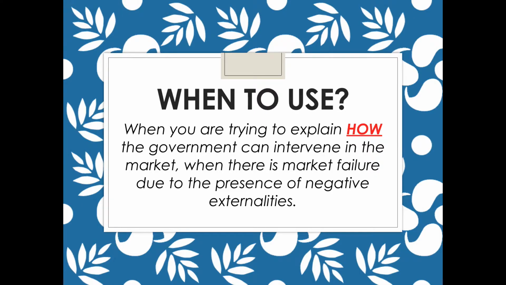Okay, so when do we use this diagram and also the explanation that I've just mentioned? We usually use this diagram and the explanation when you're trying to explain how the government can intervene in the market when there is market failure due to the presence of negative externalities. This is just one method that the government can use. Of course, there are other methods that the governments can use, for example, banning, which we will explore in the next video.